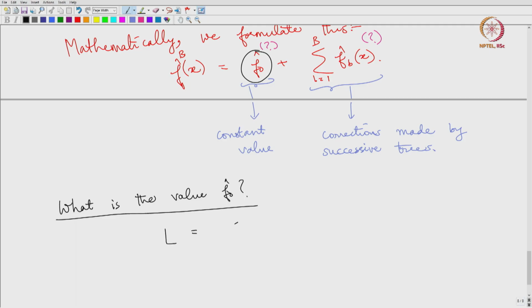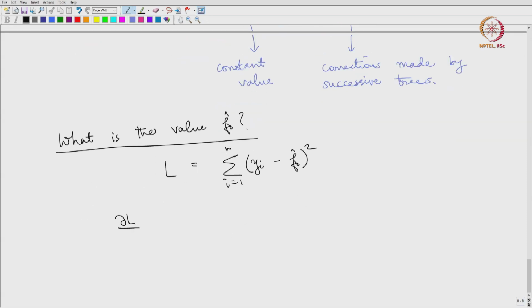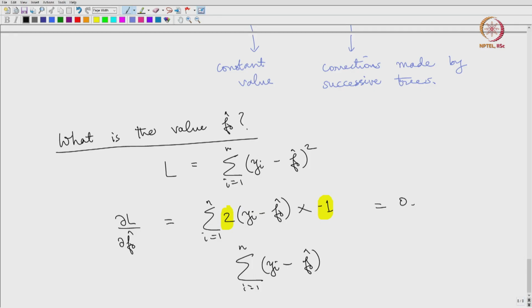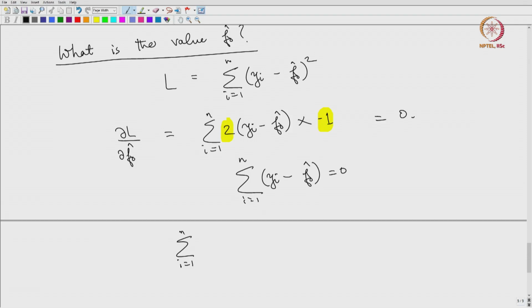So if you want to minimize the loss function, which is here the sum of squared errors, that is the sum over i from 1 to n of (y_i − f̂_0) squared. Now to minimize the loss function, you just take the partial derivative of the loss function with respect to f̂_0 and set it to 0. So that becomes the sum over i from 1 to n of 2 times (y_i − f̂_0) times minus 1, and this has to be equal to 0. Now the 2 and minus 1 are constants, so they can be dropped. What is left is the sum over i from 1 to n of (y_i − f̂_0) equals 0, and this can be split into two summations: the sum of y_i, and the sum of f̂_0.